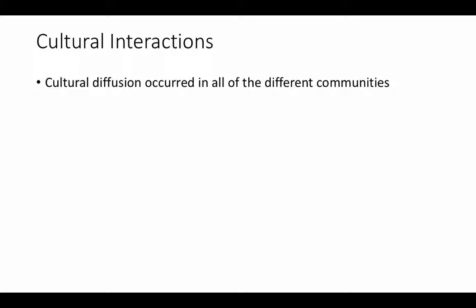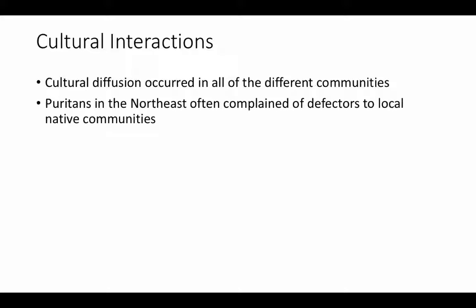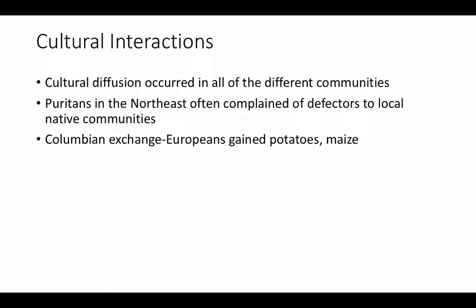Cultural interactions. Cultural diffusion occurred in all the different communities. Puritans in the Northeast oftentimes complained of defectors to local Native communities. The Columbian Exchange.